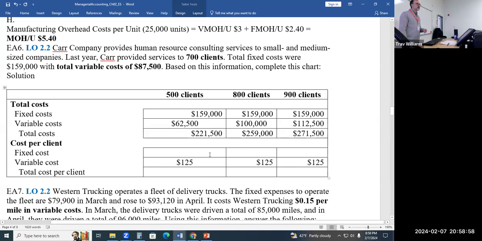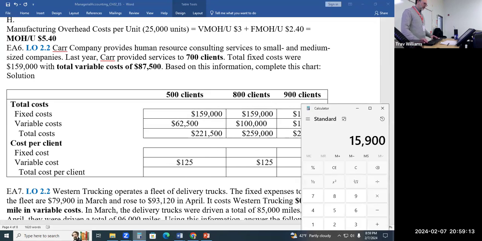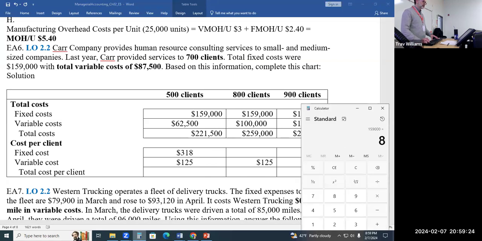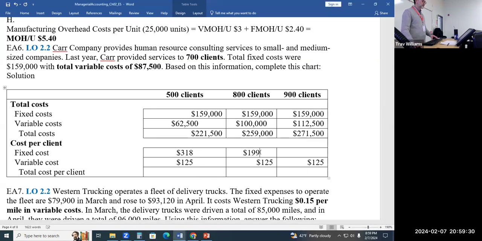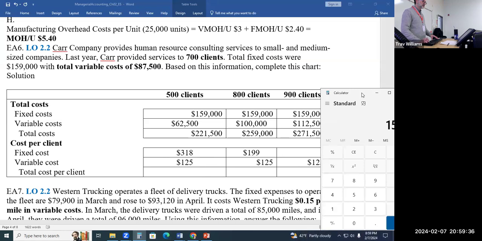How do we figure out our fixed cost per client? Divide by number of clients. Say it a little louder. Divide by number of clients. Okay, so we're going to take our total fixed costs and divide by the number of clients. That's exactly right. So we can do that for 500 clients, we get $318. We are going to do a little bit of rounding on this one. For 800 clients, we'll call that $199. And for 900 clients, $177.